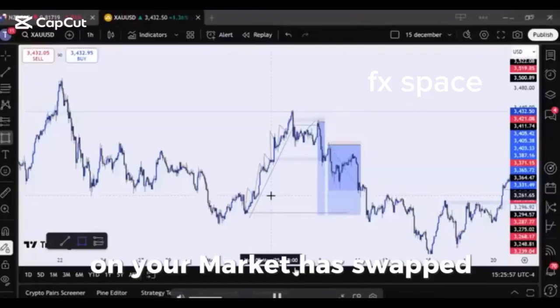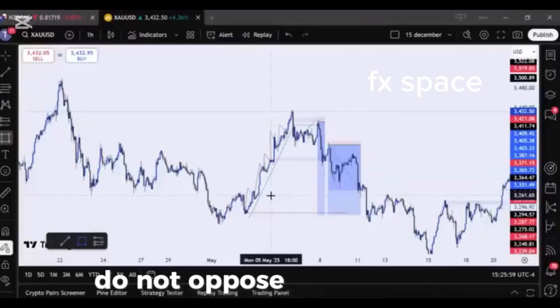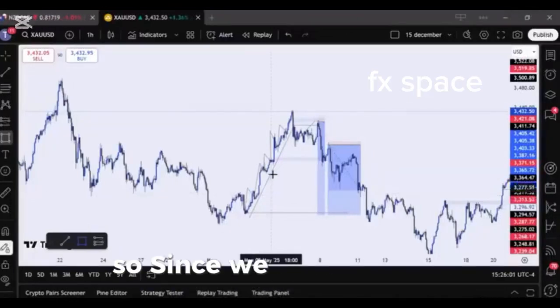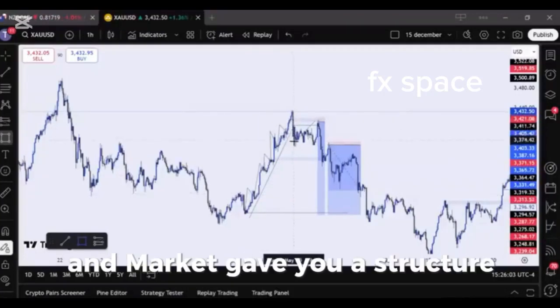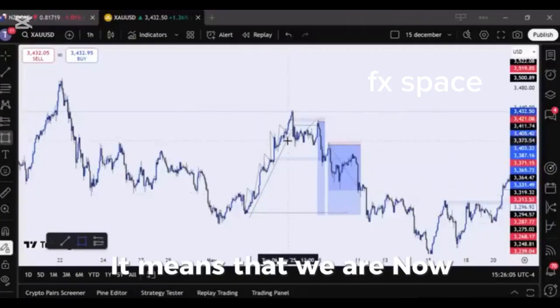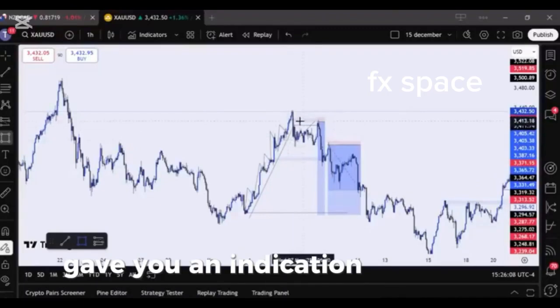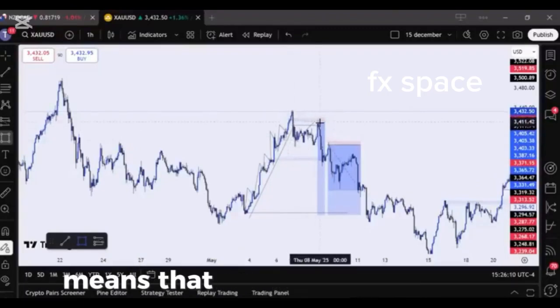Liquidity. Until market has swept the liquidity, do not oppose that direction. So since you had an initial uptrend and market gave you a structure to the downside, it means that we're now officially bearish. Gave you inducement and came to trigger this break and block. It means that we're now bearish.